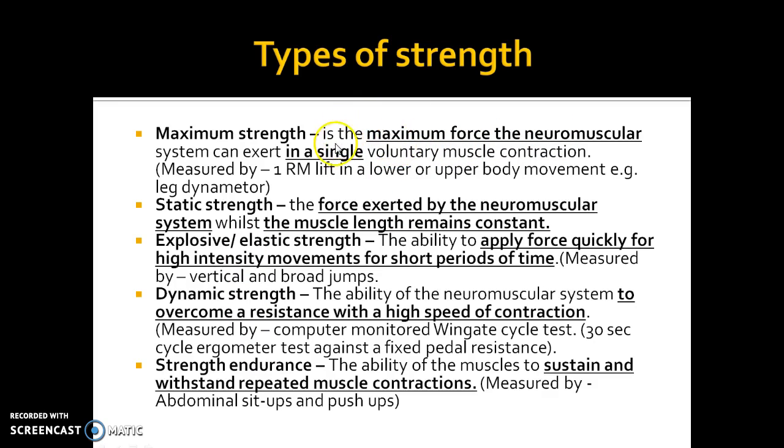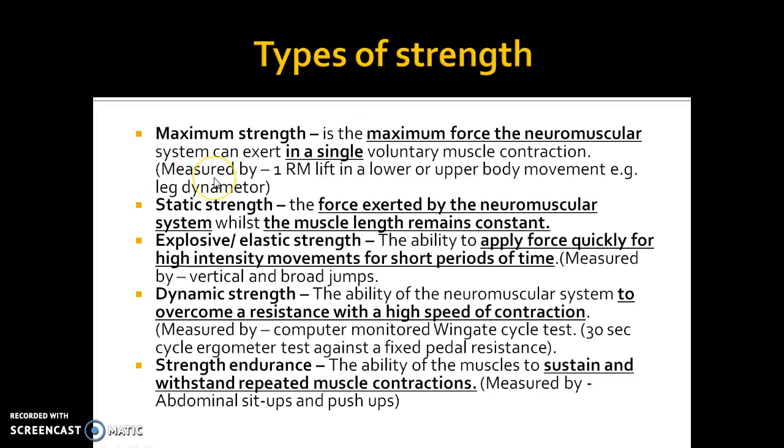First of all you've got maximum strength. The key thing you're going to need in your definition is the maximum force the neuromuscular system can exert in a single repetition or contraction. So that is your maximum lift. If I just said to you now, maximum strength, how are you going to define this? Well, maximum is going to be the first thing: maximum force. You have to use the word neuromuscular pretty much in every definition, and the neuromuscular system can exert in a single contraction. That's what we're looking for.